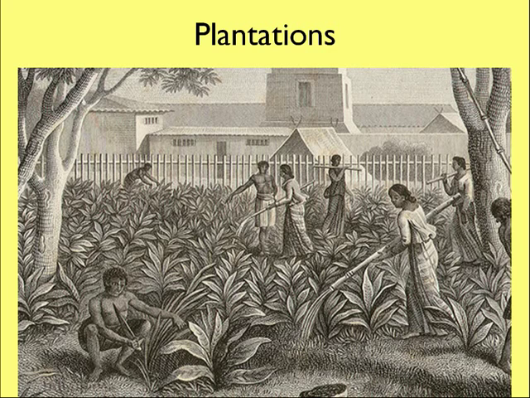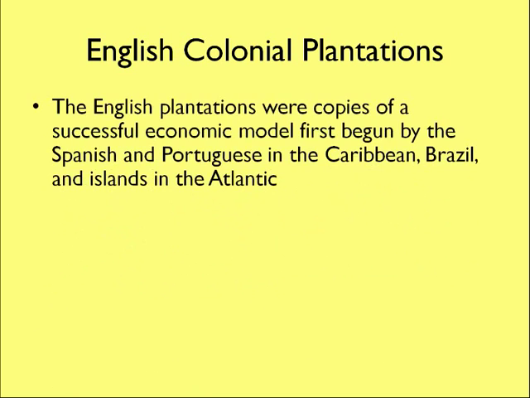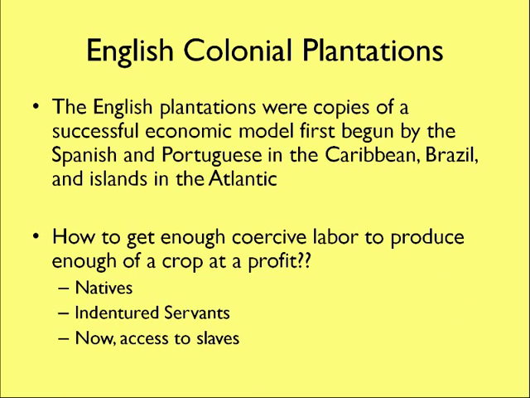And where labor was needed the most was on the plantations. This is a tobacco plantation, probably in the Chesapeake area, or the sugar plantations, or later the rice plantations. So the English in the plantations are really copying an economic model that was made successful by the Spanish and the Portuguese. The English are not reinventing anything here. They're copying what others have done, and they've got the same problem that the Spanish and the Portuguese had: how do you coerce people to produce for you and make a profit?